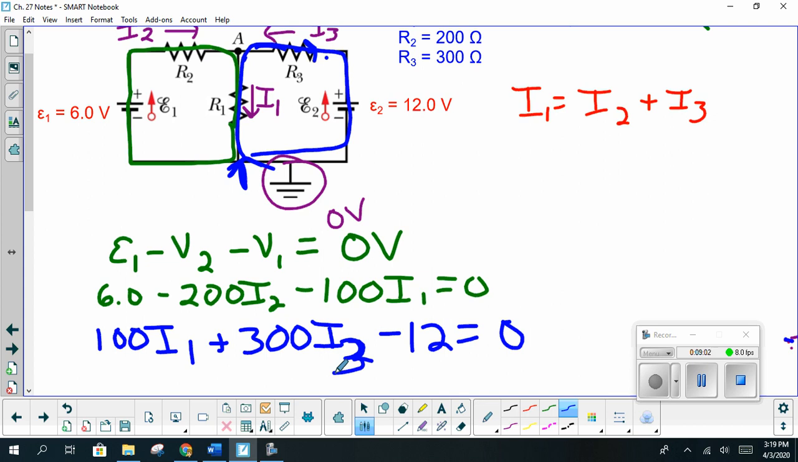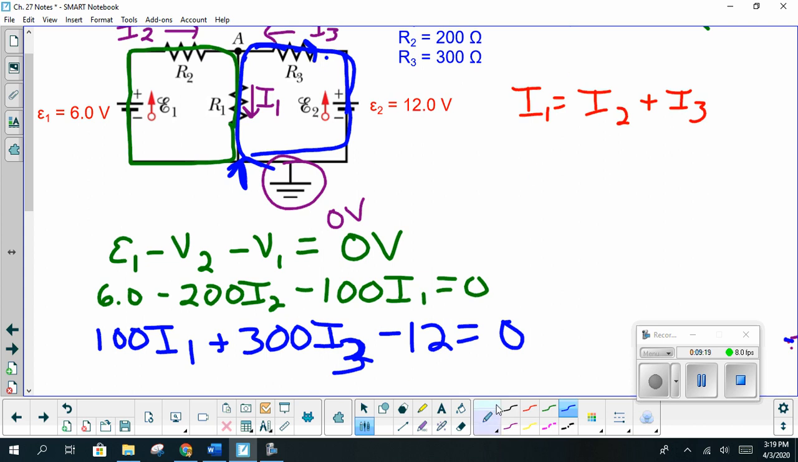And then traversing the loop to our EMF source, we're going downhill on that one. We go from a high or a positive point to our negative terminal, which is going to be our 0. So we go downhill, which is why we have that negative sign in front of the 12.